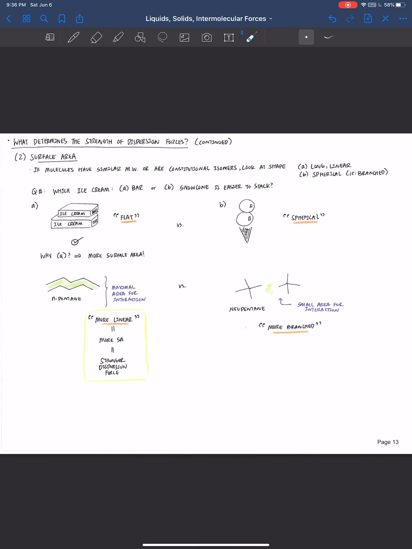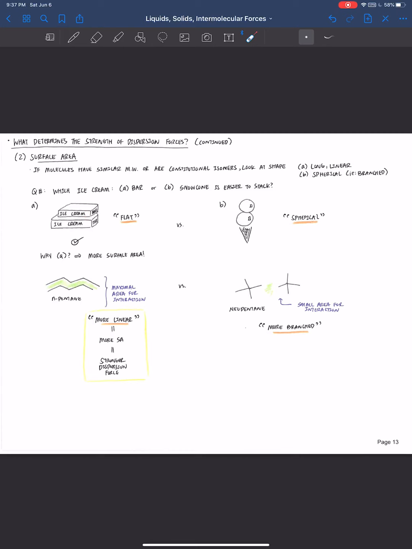Now, what about surface area? That's the other key factor. Let's say we have molecules that have similar molecular weight, and they're constitutional isomers, right? They have the same molecular weight but different structure. You can think of something that's long and linear versus something that's spherical or branched, right?